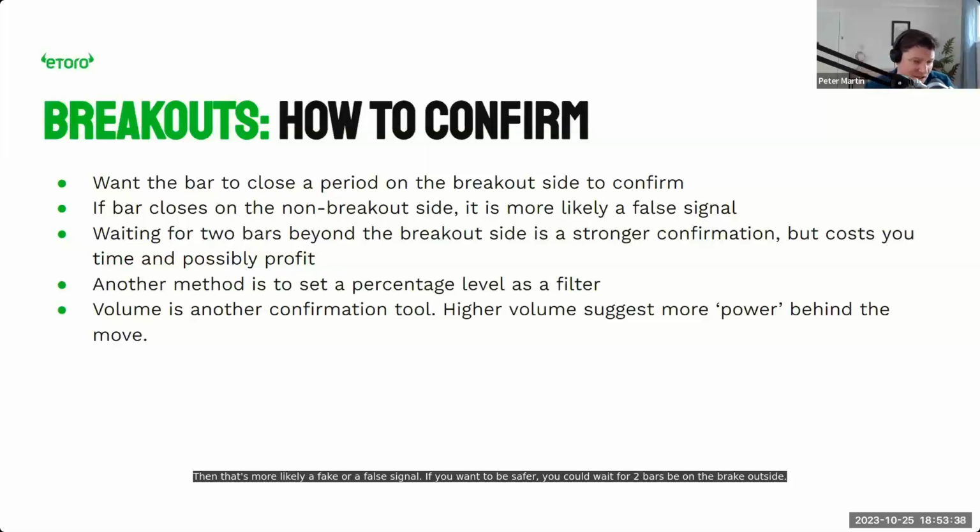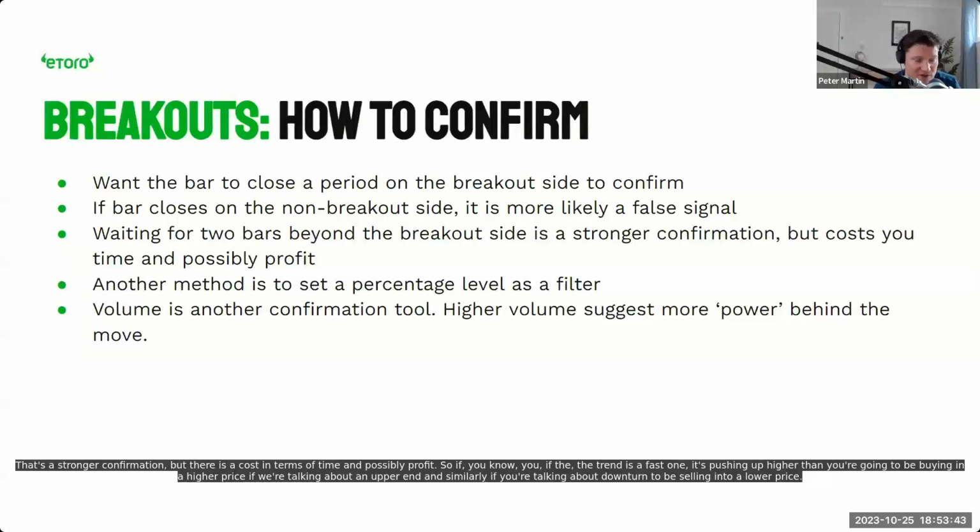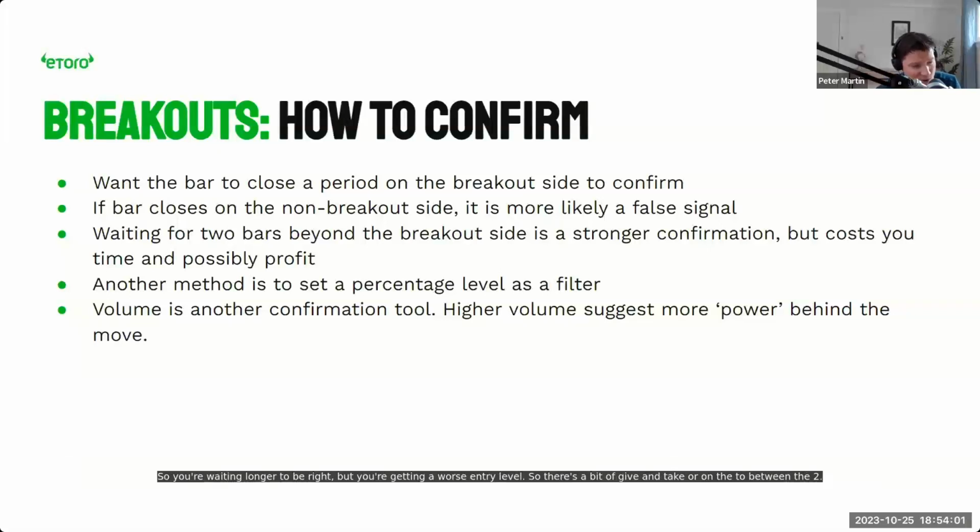If you want to be safer, you could wait for 2 bars beyond the breakout side. That's a stronger confirmation, but there is a cost in terms of time and possibly profit. If the trend is a fast one, pushing up higher, then you're going to be buying in at a higher price if we're talking about an uptrend. Similarly, in a downtrend, you'll be selling into a lower price. So you're waiting longer to be right, but you're getting a worse entry level. There's a bit of give and take between the two. Obviously, getting in earlier can be at the cost of being wrong more often.